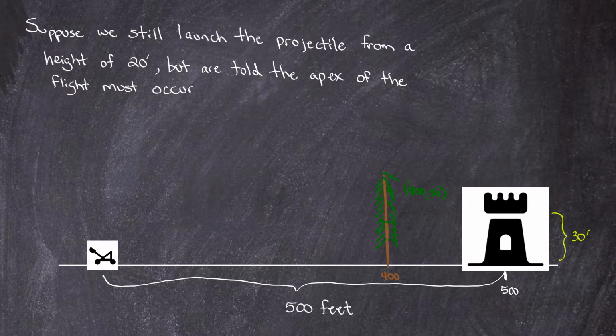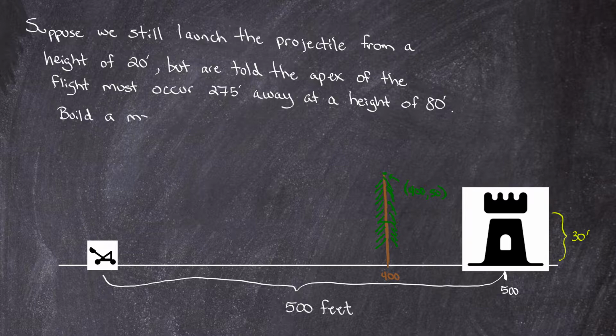And by apex, I really mean vertex. You may also assume that the catapult launches its projectile from a height of 20 feet. Using this information, build a quadratic model. Go ahead and pause the video to figure out the quadratic model.